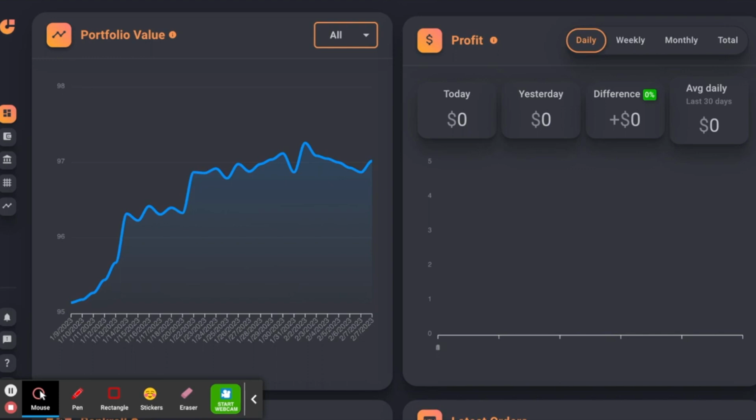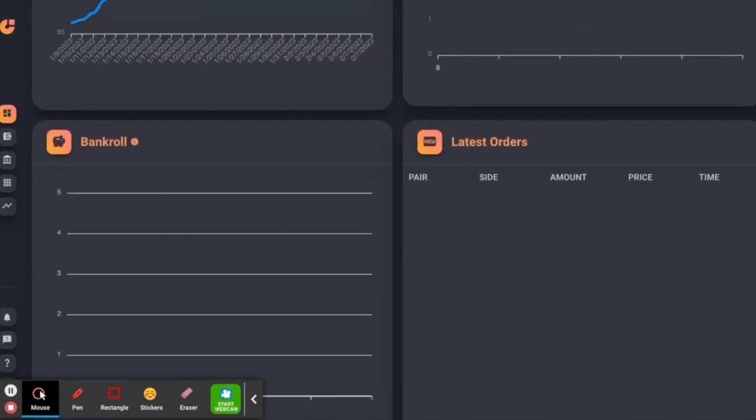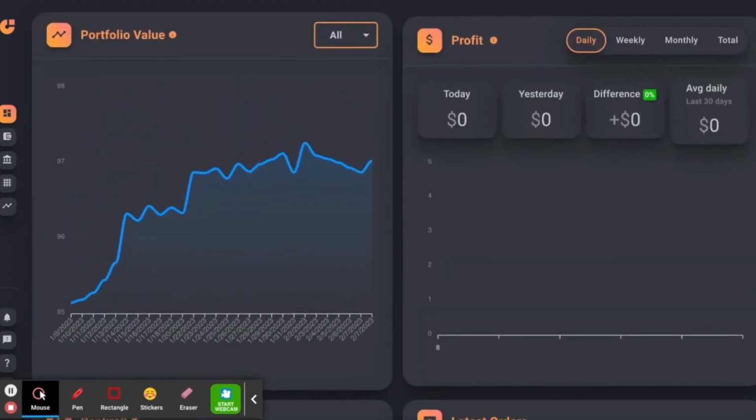This is your main area, okay? When you log on, this is going to show you everything that you have to start off with. You have a profit, today's profit, yesterday's profit, a difference of, you know, whatever, and then your average daily profit for the last 30 days.